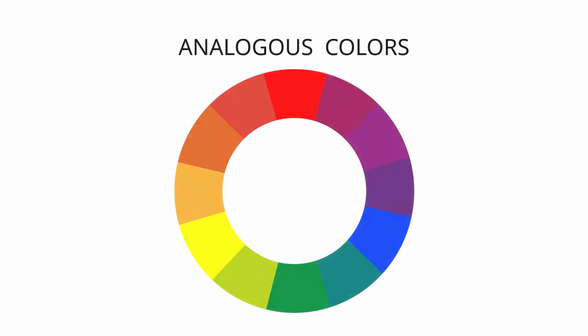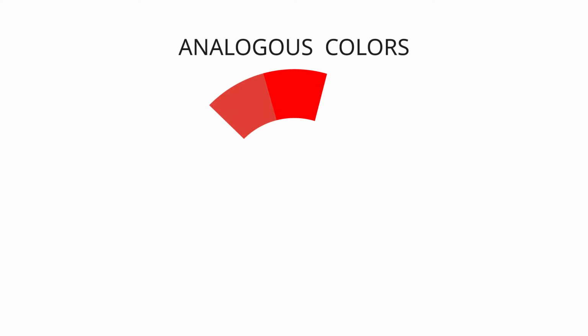Analogous colors are next to each other on the color wheel, like reds and oranges, or blues and greens.